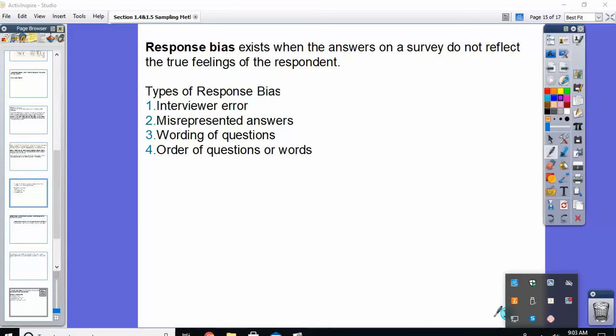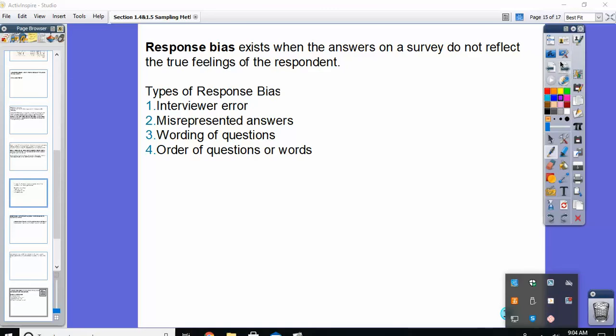And the final thing, the order of the questions or the words. You have to watch. Sometimes if you have a long survey, people answer the first few questions and then they just start filling in A for everything. So if you have a really important question, you want to make sure you have it sooner. You might ask one question that makes them think along different lines and changes how they respond to questions later on. So the ordering can make a difference.